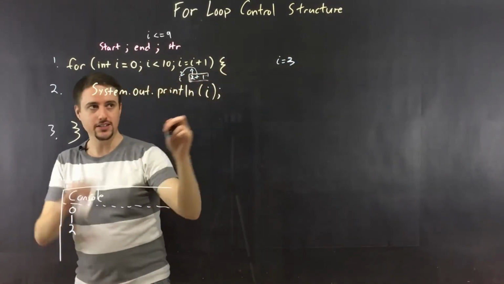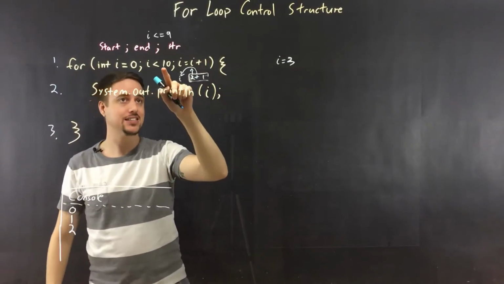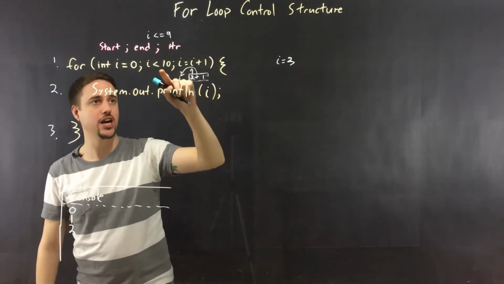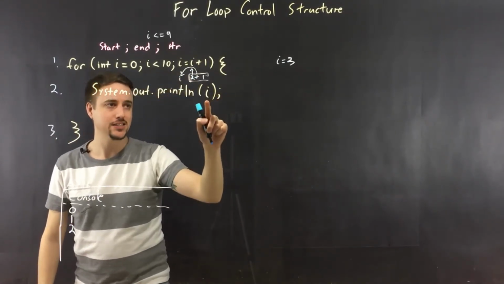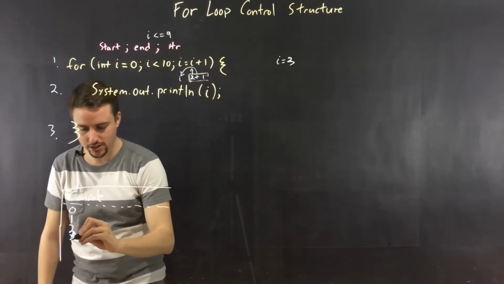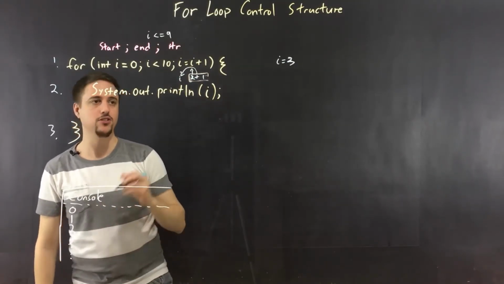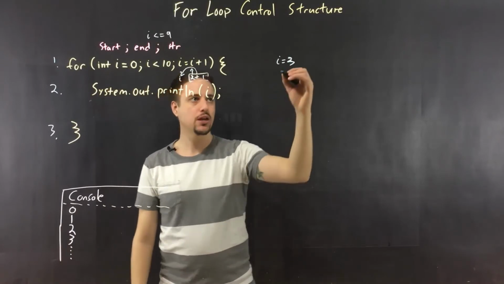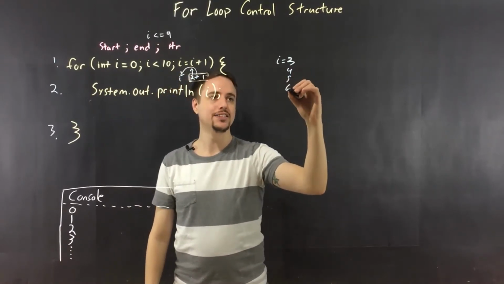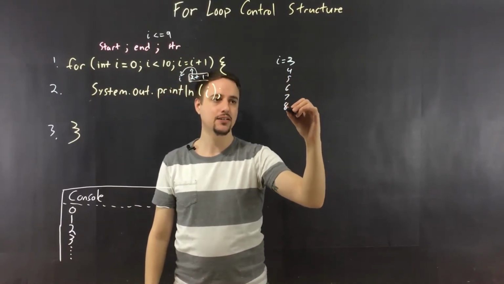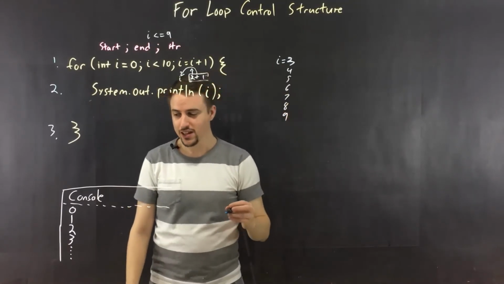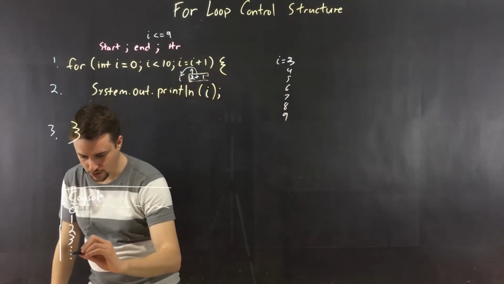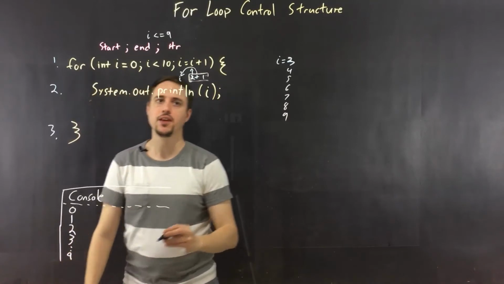So it's going to check: 3 is less than 10. Remember, it's going to go back and check to see if it's hit the end. 3 is less than 10, true, so it's going to print out to the console, and so on and so forth. And you can see what's going to happen here. It's going to go to 3, 4, 5, 6, 7, 8, 9. So now the console output is going to go all the way to 9.